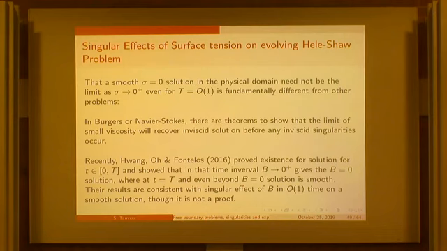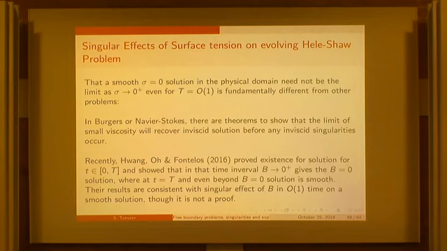Now this is fundamentally different from many of the other things that you know. Namely, in Burgers or Navier-Stokes, there are theorems which tell you that if the inviscid Burgers equation solution is smooth, the limit of zero viscosity is the inviscid solution. In the case of the Navier-Stokes equation, there are theorems which say if the Euler equation is smooth, the limit of zero viscosity is the Euler equation. Without boundaries. Boundary is a different story. You have boundary layers.